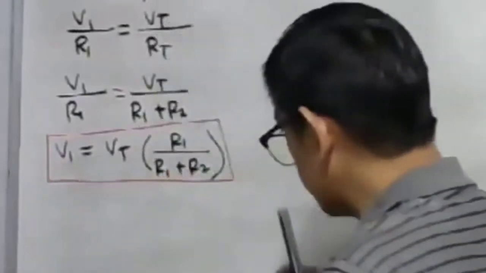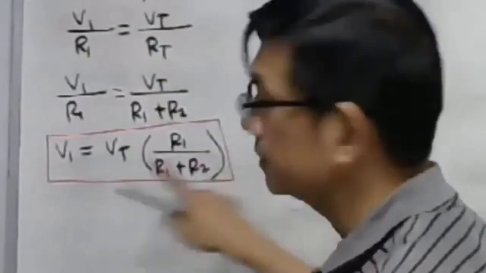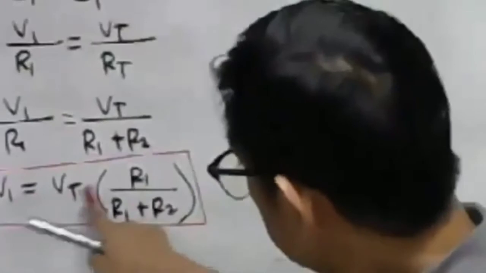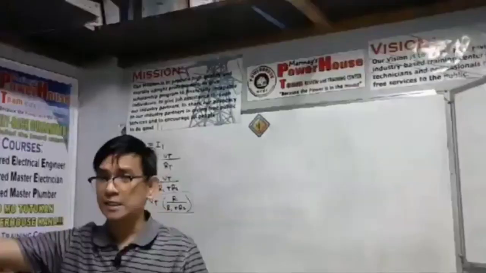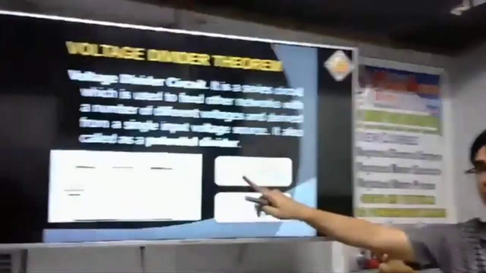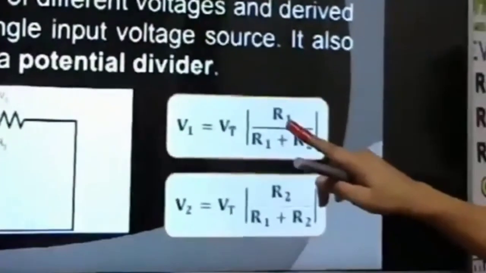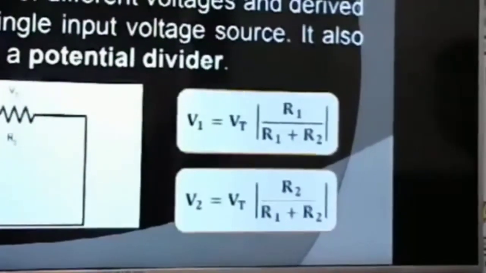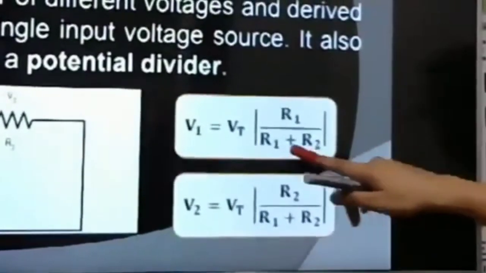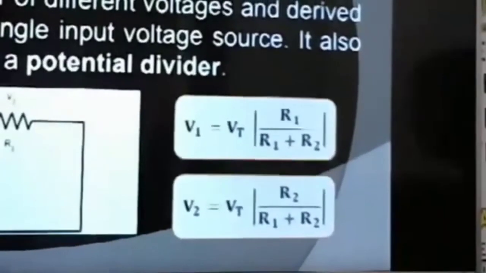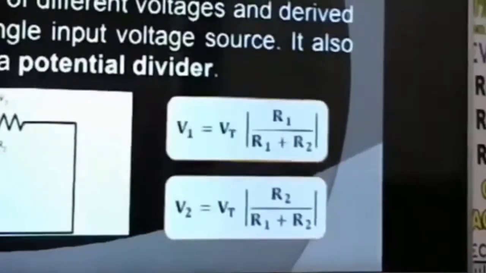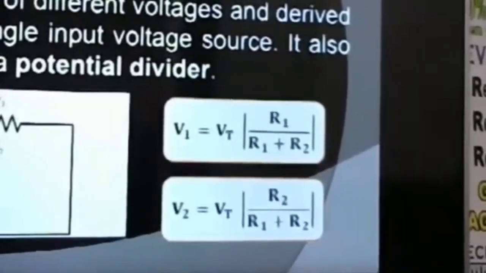You will see here that they are just the same equation. V sub 1 is equal to Vt times R1 over R1 plus R2. So this is the value for V sub 1.